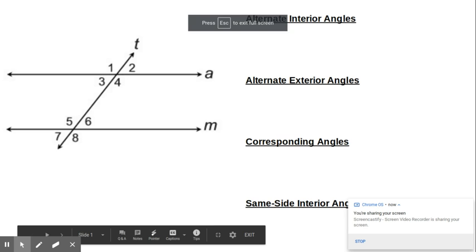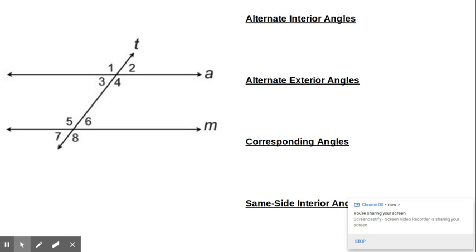Take a look at some of the equations and some of the problems we can solve based on these angle relationships when lines and parallel lines are cut by a transversal. So let's start off by establishing that line A is parallel to line M. So if we establish that, there's certain things that we already established in the previous video that let's remind ourselves about.